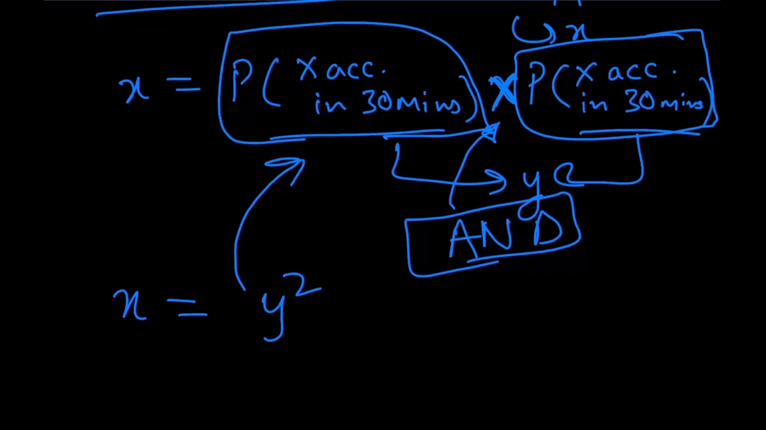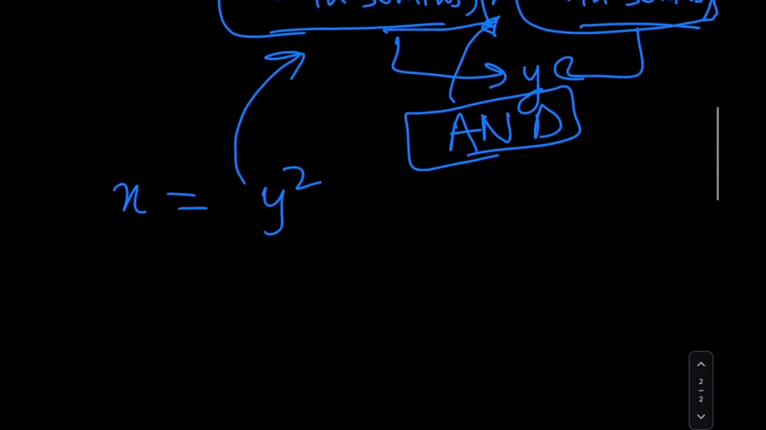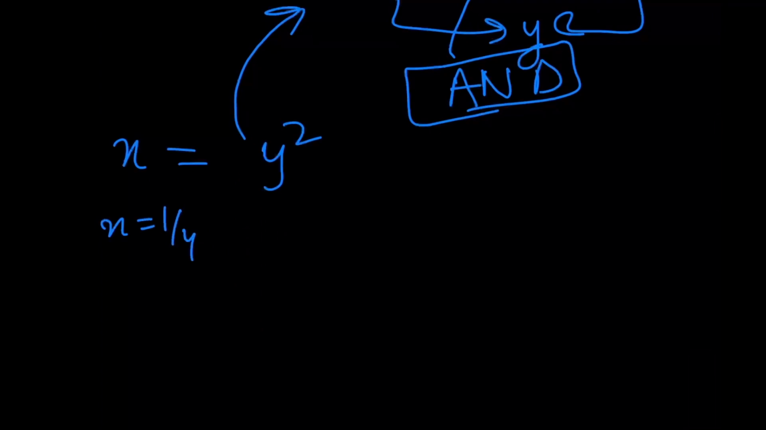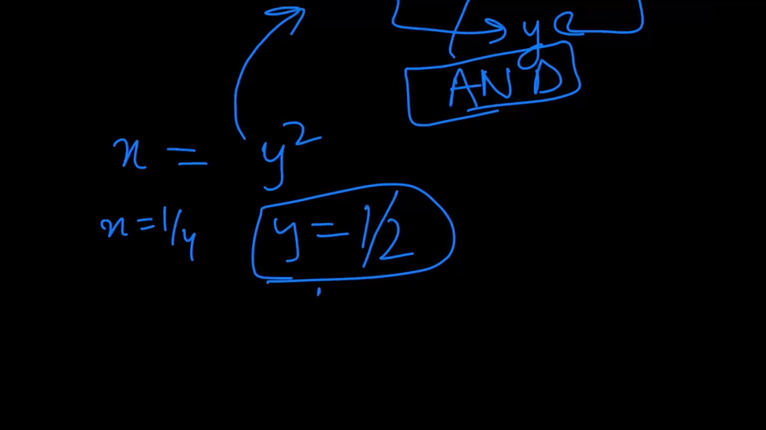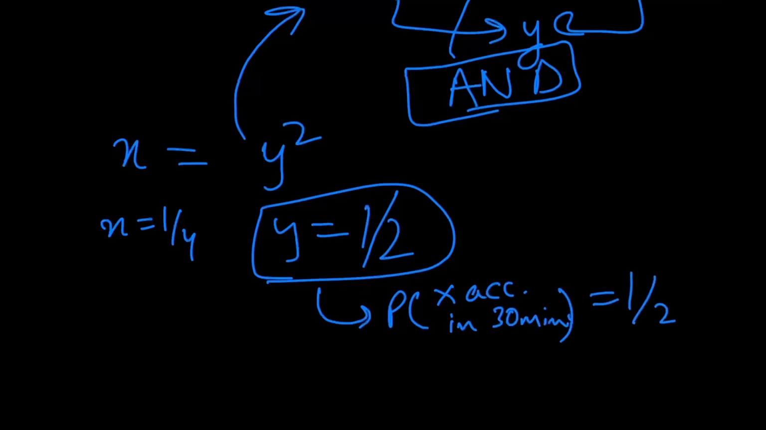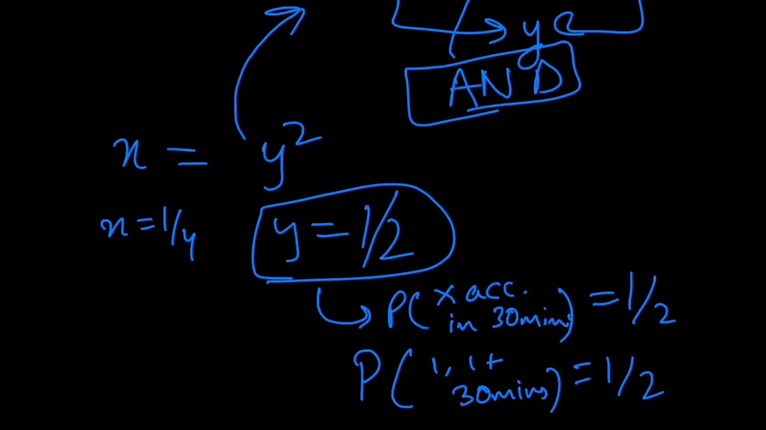This basically means the probability of no accidents in 1 hour is the probability of no accidents in the first 30 minutes multiplied by the probability of no accidents in the second 30 minutes, right? So since we know x is 1 by 4, we get y as 1 by 2. So this basically means that the probability of no accident in a 30-minute duration is 1 by 2, which means what we needed, the probability of one or more than one accidents happening on the road in 30 minutes, comes out to be 1 minus 1 by 2, which is 1 by 2.